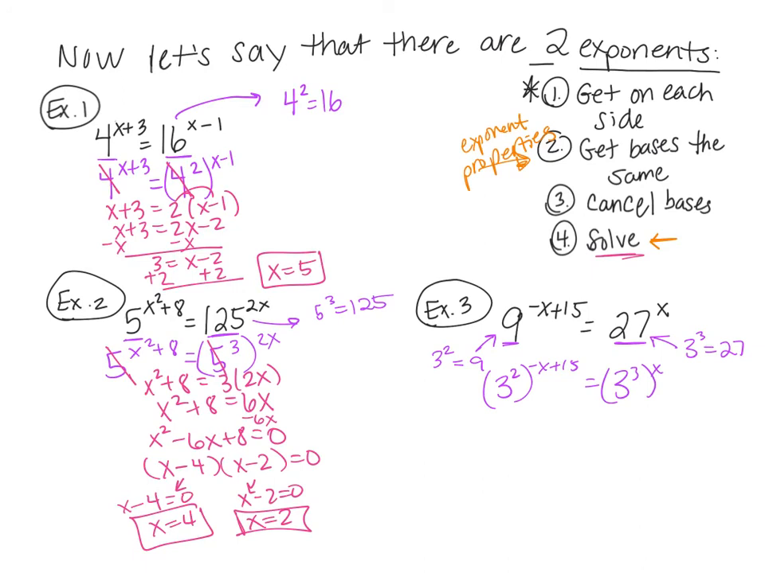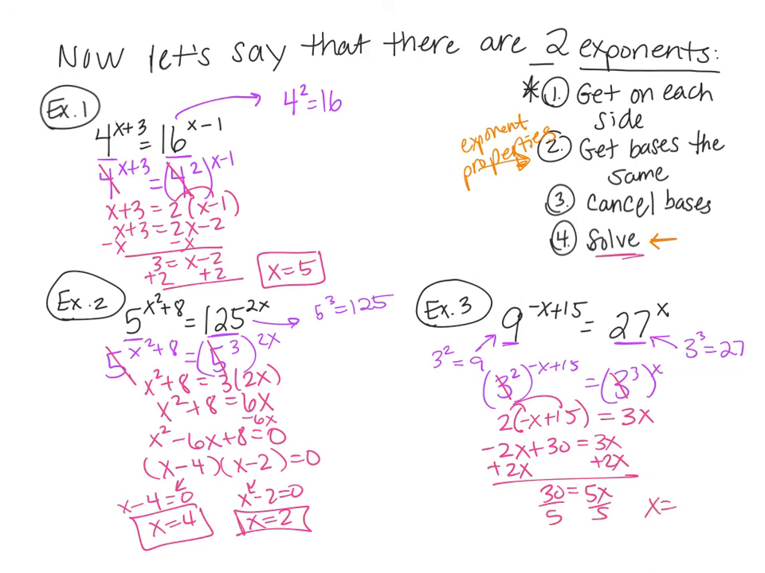Now that the bases are the same, I'm going to cancel the bases. So I have 2 times negative x plus 15 equals 3 times x. I'm going to distribute here, negative 2x plus 30 equals 3x. I'm going to finish solving it here, get my 2x to the other side, divide it here. So x is going to equal 6, right?